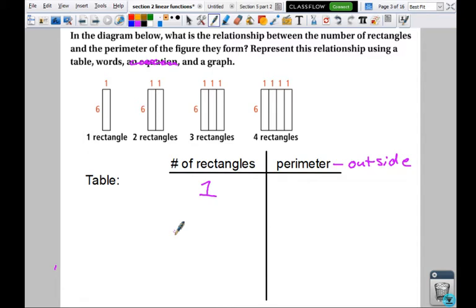If I have a rectangle, remember, opposite sides of rectangles are the same. So if this is 6 over here on the left, this is 6 on the right. If it's 1 on the top, it's 1 on the bottom. The perimeter is just the distance around. All I got to do is add them up. 6, 7, 13, 14. When I have one rectangle, my perimeter is 14.